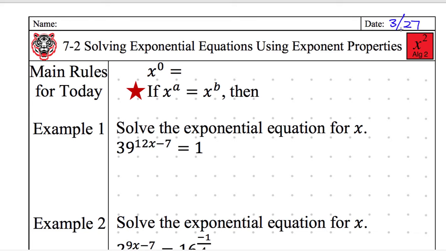There are only two rules that you need for today's homework. The first one, anything to the power of 0 is? 1. Good, you know that one. That's solid, we'll be using that.